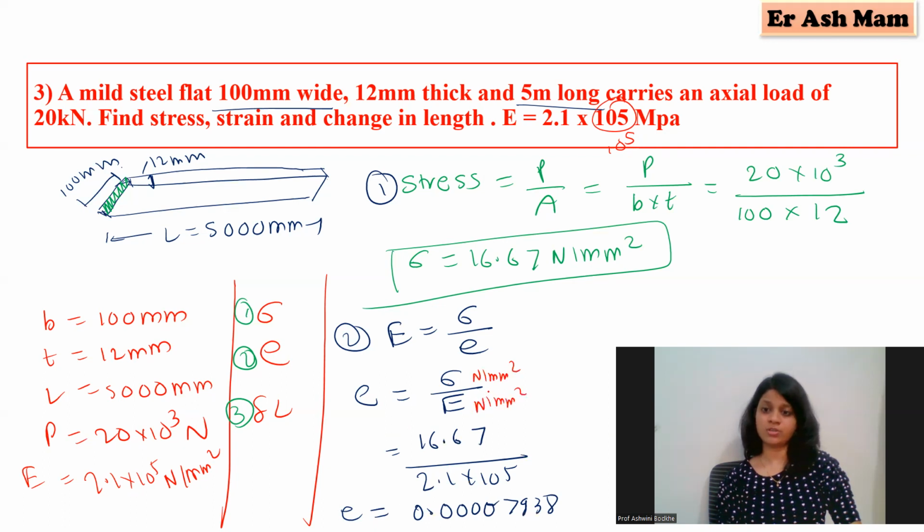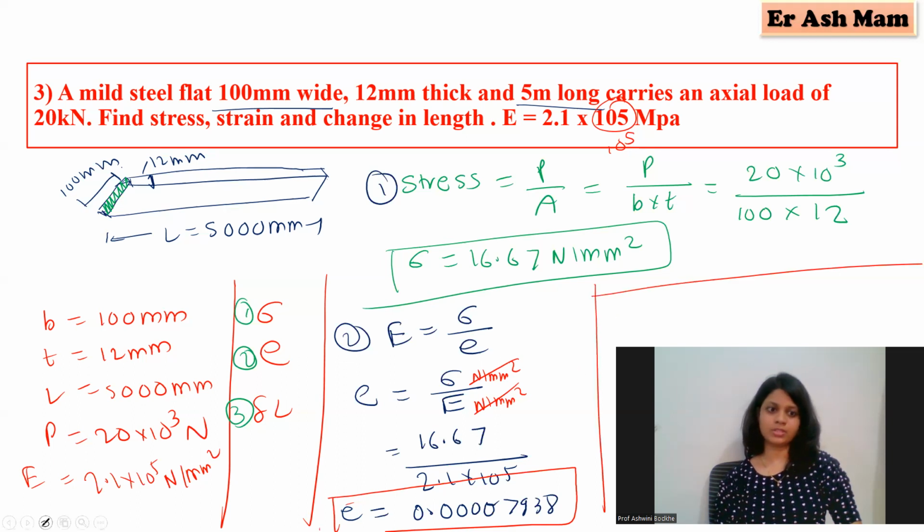Here, the unit of stress is newton per mm square and the unit of Young's modulus is newton per mm square. Both units of numerator and denominator are the same, therefore they cancel out. Therefore, strain is unitless. Next is the last one.